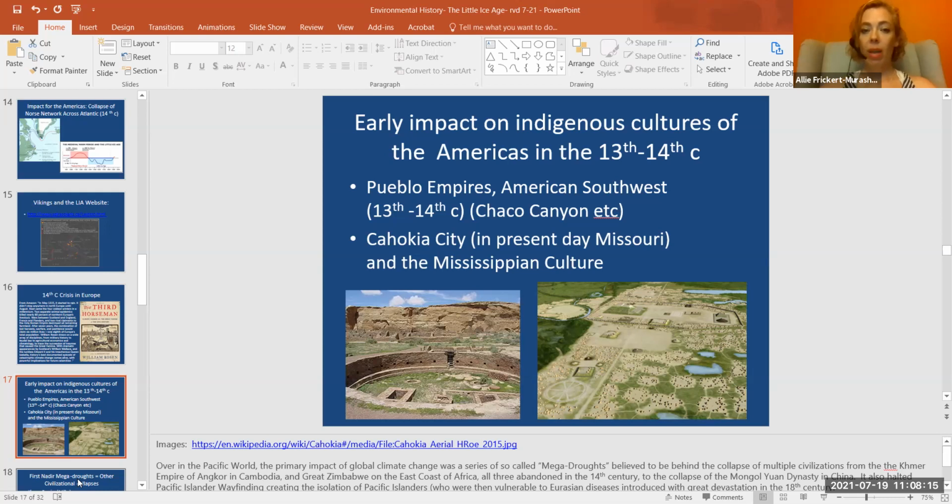So for example, we have the Pueblo empires. That would be Chaco Canyon and other sites in the American Southwest, multiple huge urban centers. We also have Cahokia City, which was the largest city in North America. This is in present day Missouri. It's actually just outside of St. Louis. Humans settled there and built cities for a reason, access to the river and other riverine trade opportunities with the Mississippi River. So the Mississippian culture collapsed during this time period, again, very likely because of climate change.